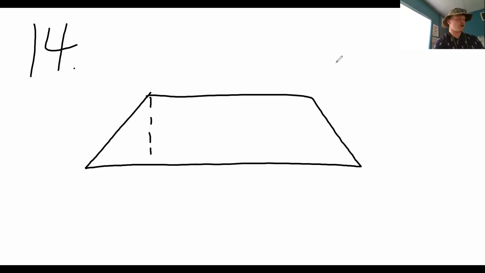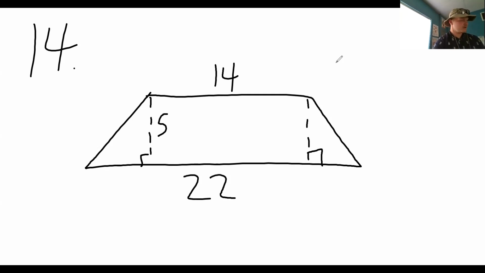It won't always have this, but they drew a dotted line on number 14 separating your 2 triangles. So a trapezoid, in this example, you have 2 right triangles, and then you have a rectangle. So they said that this side right here is 5 centimeters, this is 14 centimeters, and the whole bottom side is 22 centimeters.